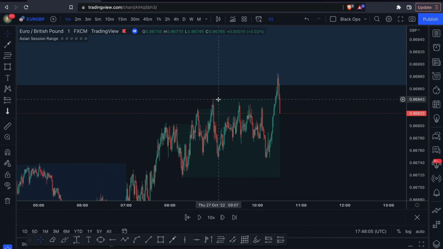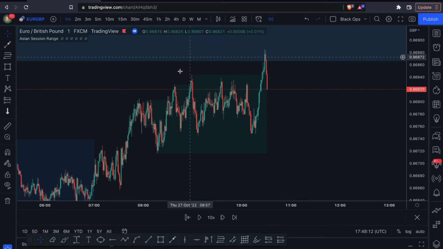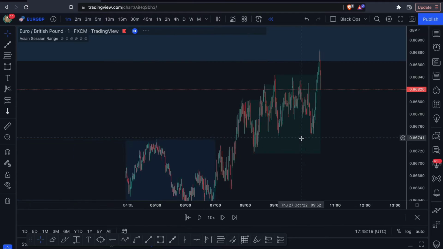So price is now tapped into that area. Now what I want you to notice beforehand is this engineered liquidity over here. And notice the timing as well. We're in the London session. This is very important. Timing is very important when taking trades on the 1 minute time frame.